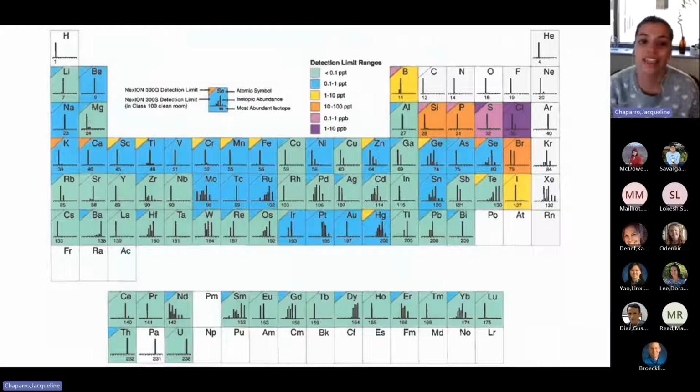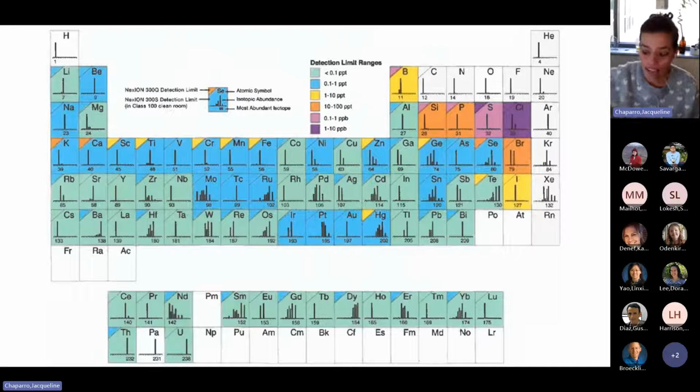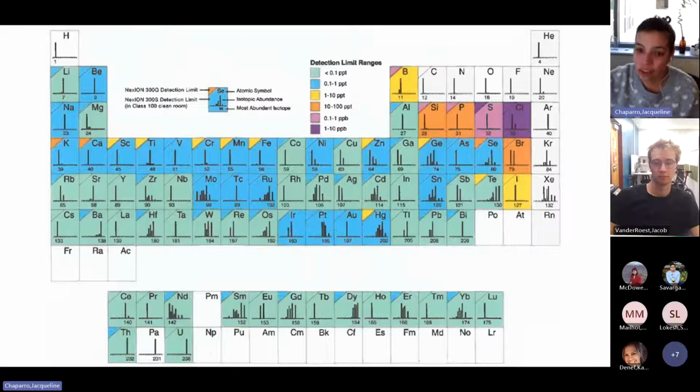ICP-MS is basically the analysis of the elemental composition of a sample. A lot of times when people ask about elemental composition, they think of carbon, nitrogen, oxygen, and hydrogen. Those are among the few elements that are actually not analyzed by ICP-MS, but anything else, for the most part, can be analyzed by ICP-MS as long as they're stable isotopes.